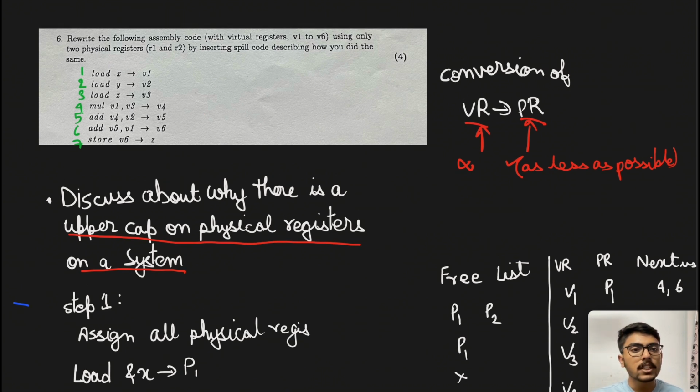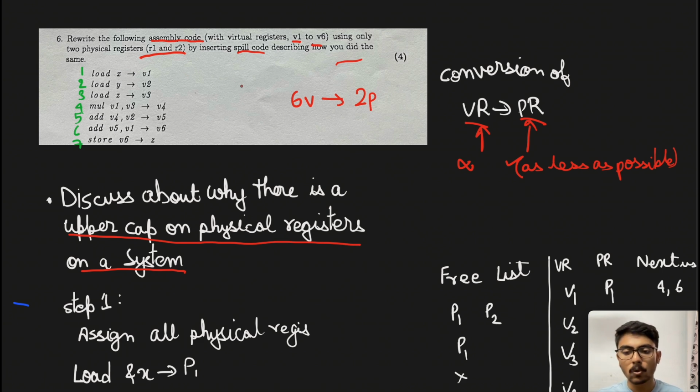We are given to rewrite the following assembly code with virtual registers V1 to V6 using only 2 physical registers. As you can see, while writing the code, the programmer has used 6 virtual registers, but in reality the computer on which it will execute has only 2 physical registers, right? So in this case we need to insert spill code and describe how we are doing the same, right?